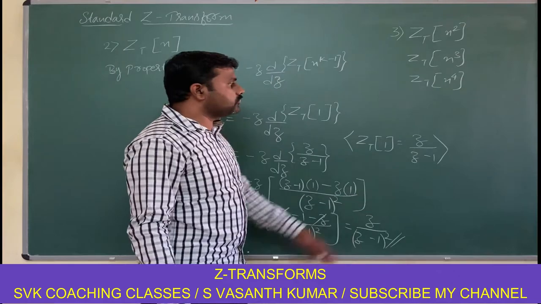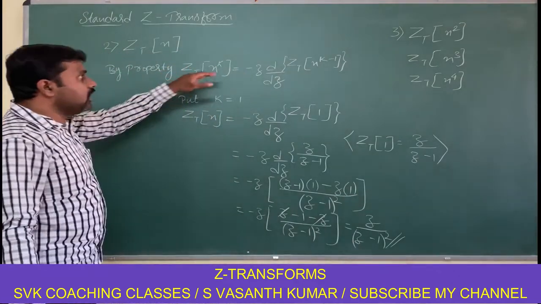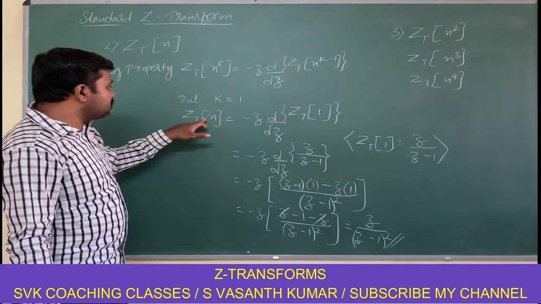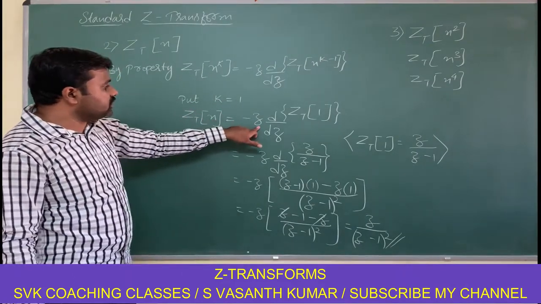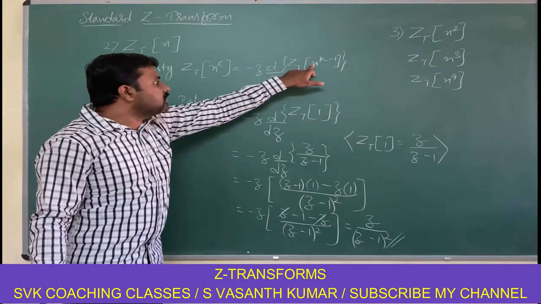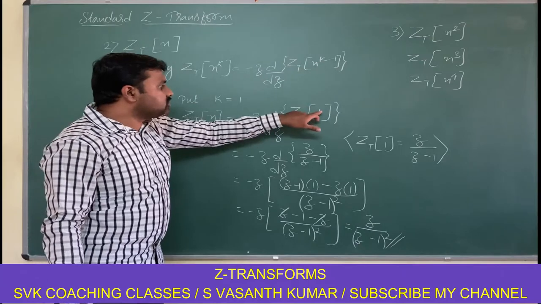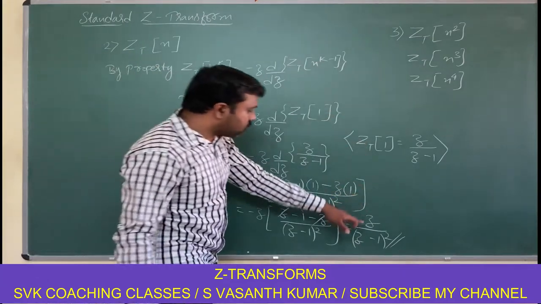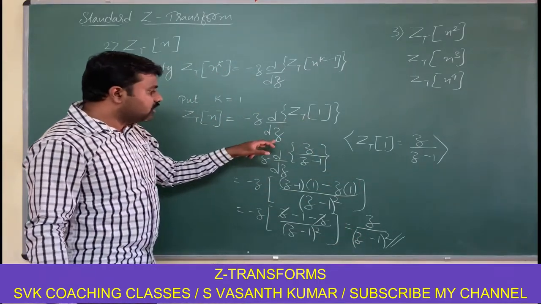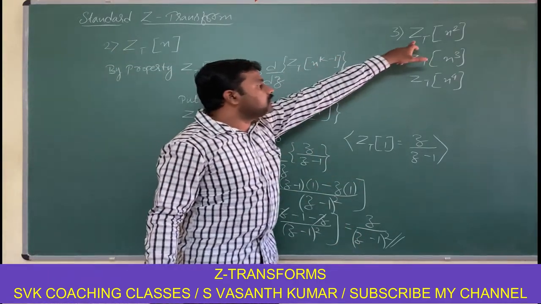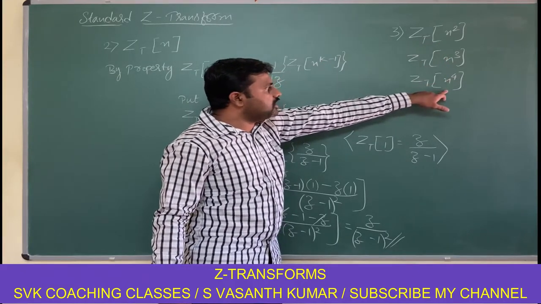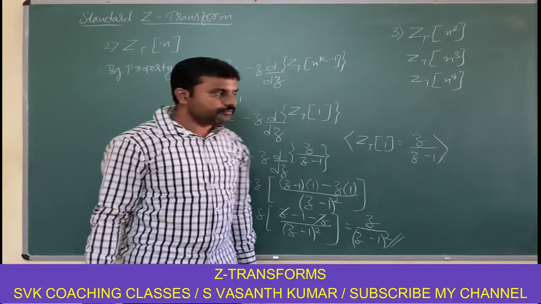I will give the list of these. Similarly, you can find the Z transform of n square. Here k equal to 2, you are going to get Z transform of n square equal to minus z into d by dz of Z transform of n, since 2 minus 1 is n power 1. You know that Z transform of n is z by z minus 1 the whole square. Using this definition, we can find the Z transform of n square. Similarly, Z transform of n cube, and Z transform of n power 4.